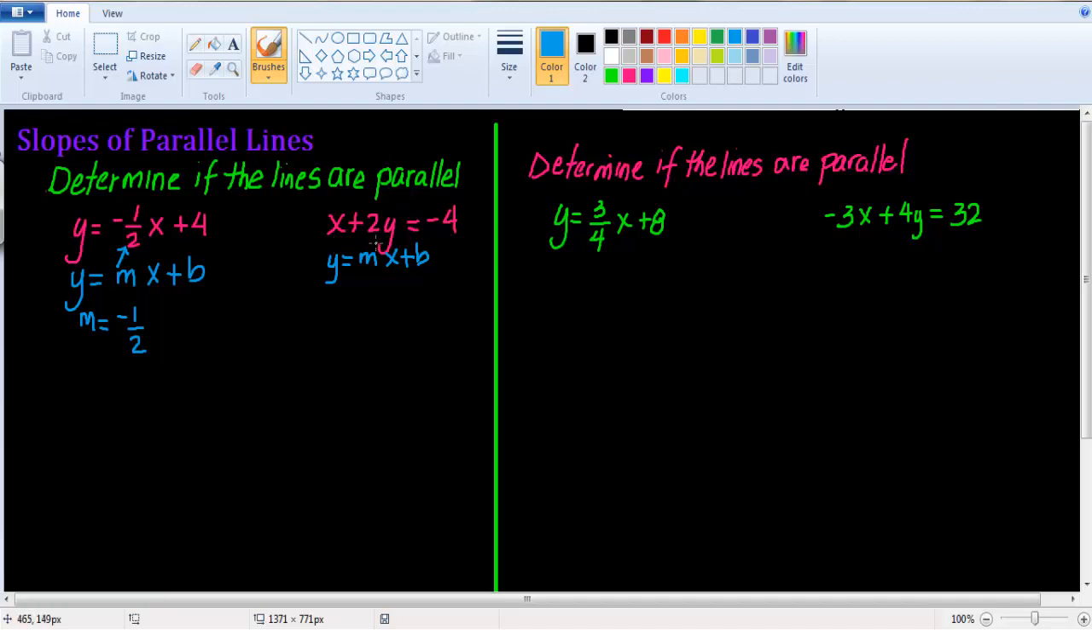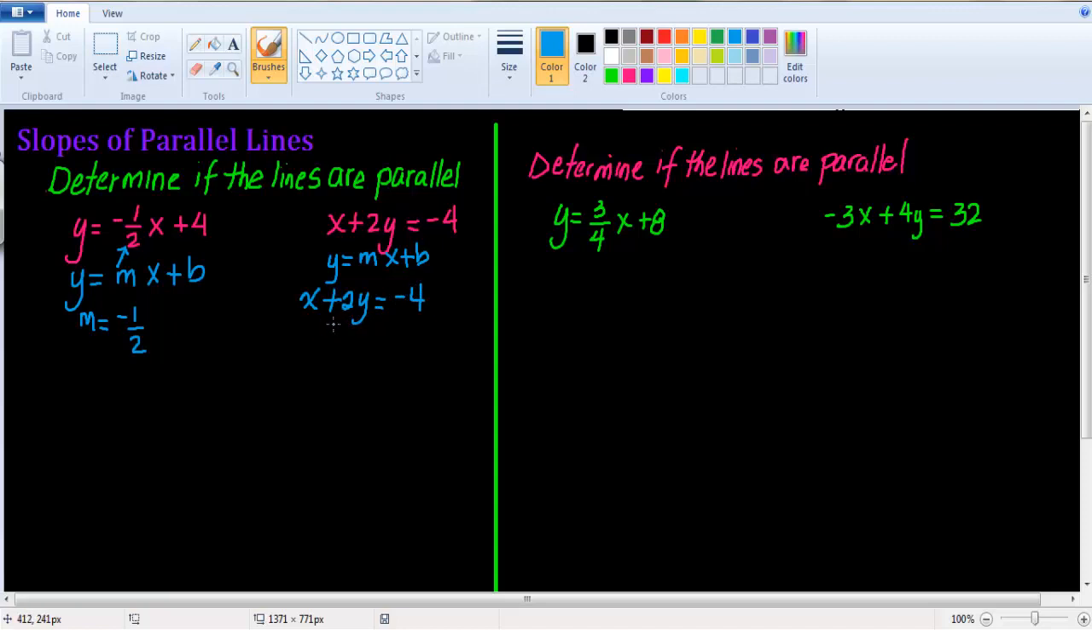Now, what can we do? Well, we can rewrite this equation to look like the slope-intercept form. So notice slope-intercept form is solved for y. So I'm going to take this equation and solve for y. Let's do that. I'm going to rewrite it. x plus 2y is equal to -4.